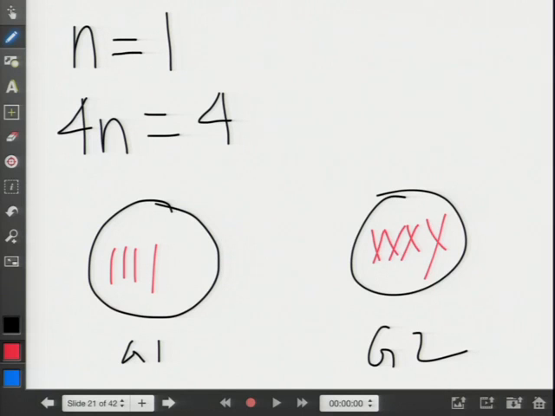And so if you're given diploid, you should be able to tell me haploid. If you're given haploid, you should be able to tell me diploid. Those are easy. Tetraploid, same idea. 4n equals 4, n equals 1.